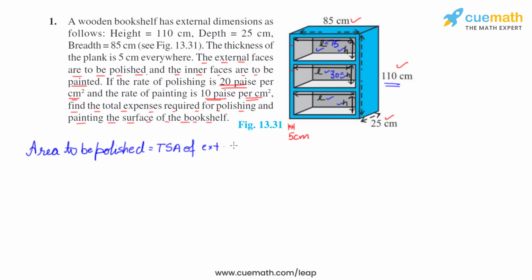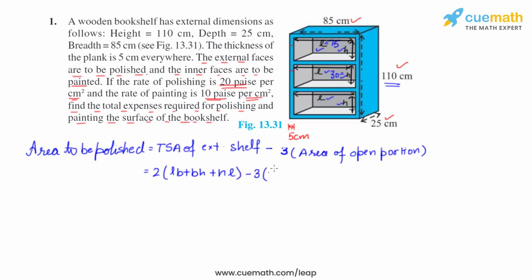external shelf or bookshelf minus, there are three open faces, 3 times the area of open portions. So we'll get 2 into (LB plus BH plus HL) minus 3 into length into height, because open faces are L into H, the rectangular faces, right?